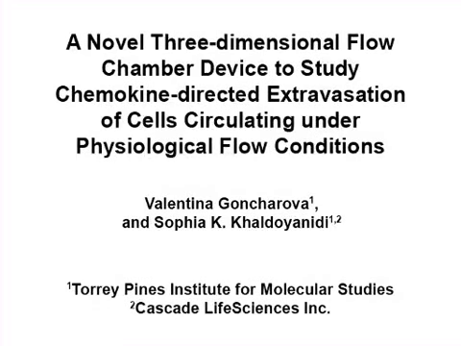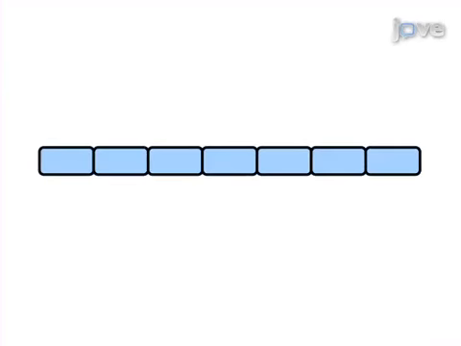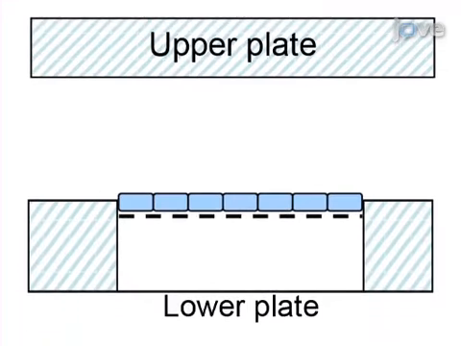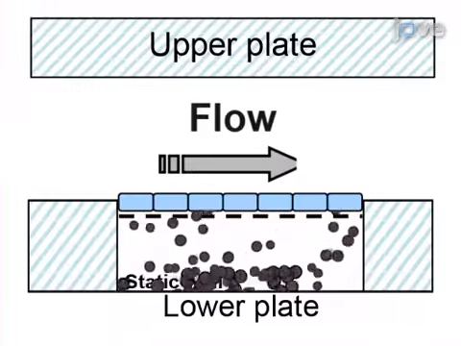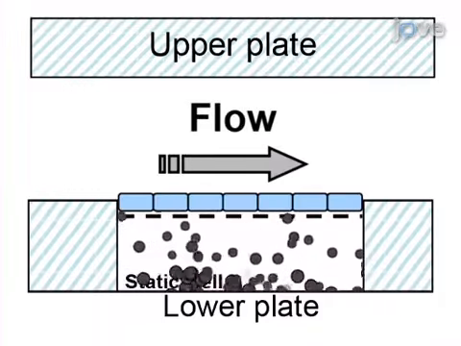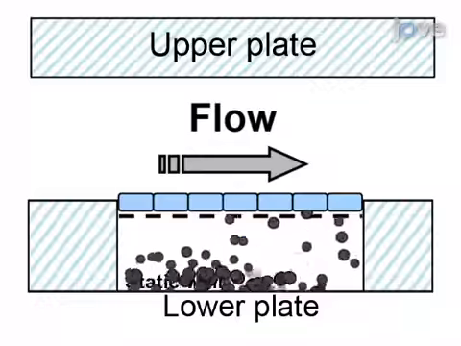The overall goal of the following experiment is to quantitatively measure extravasation of circulating cells toward a chemokine gradient under conditions of physiological shear stress. This is achieved by first culturing a monolayer of endothelial cells onto collagen-coated microporous inserts and then assembling them into a flow chamber where they cover a separate static compartment containing chemokines. Then, shear stress is applied to the cells in order to mimic the physiological conditions in the vasculature.